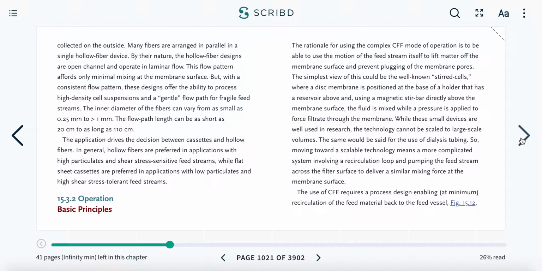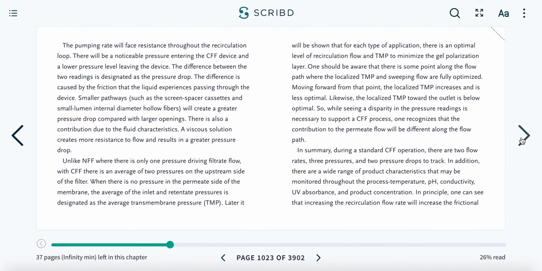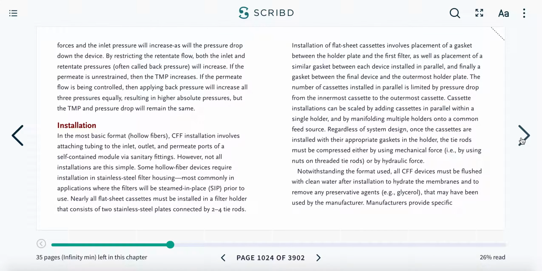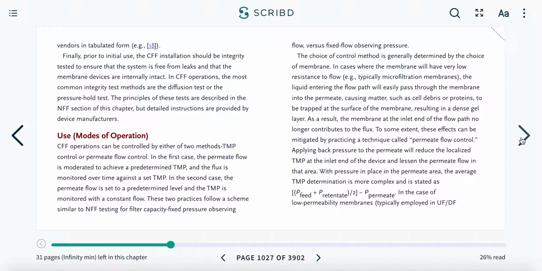This is cross filtration. Oh my goodness. This is for another video.